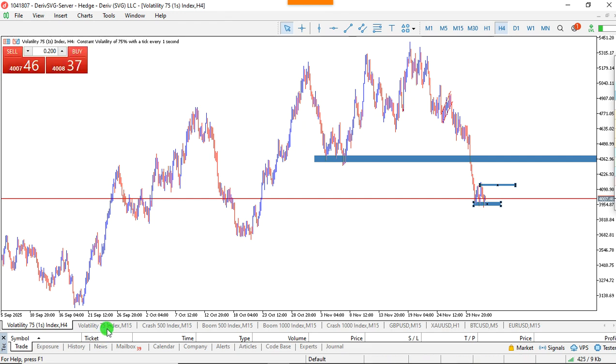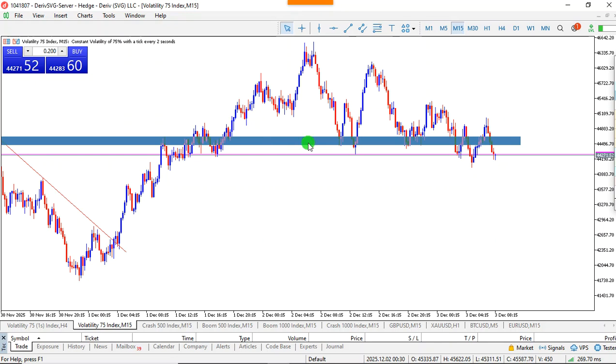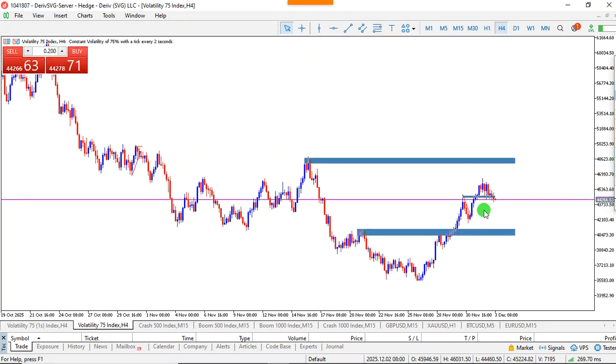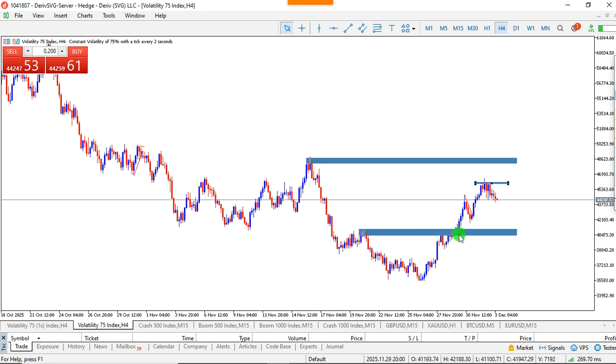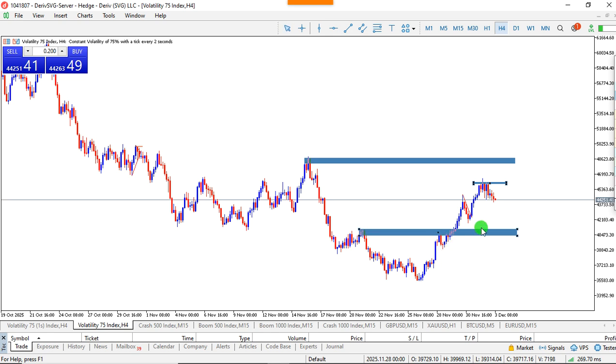Okay, let's go to the next one, the younger brother, VIX 75 itself. Let's go again to the H4 to see if we can see any recent high and low. That is the recent high that just formed. Here, the recent high again. Our recent low, we'll be removing from here and putting it right here. So that means in between here.